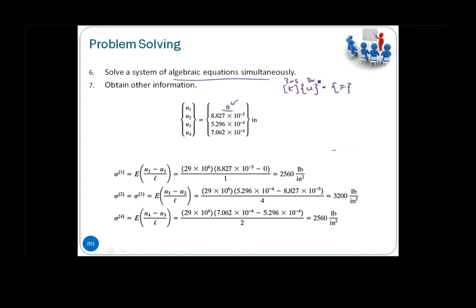This is 3 times 1. So in the end you will get 3 times 1. Right, so from there you have the U2, U3, U4, then probably you can find your stress.